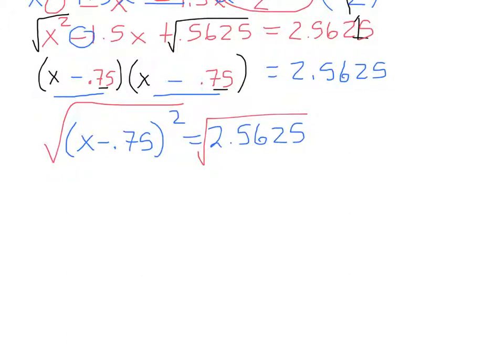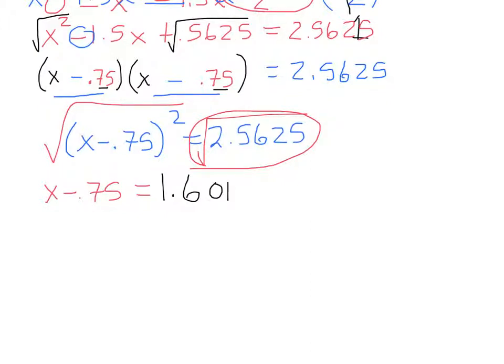Okay, so I have x minus 0.75 because that's what the square root of all this squared is. And it equals whatever the square root of 2.5625 is. So calculate that in your calculator. Type the square root of 2.5625. Pause your video and calculate it. Okay, so what I get when I type that in the calculator is 1.6007.